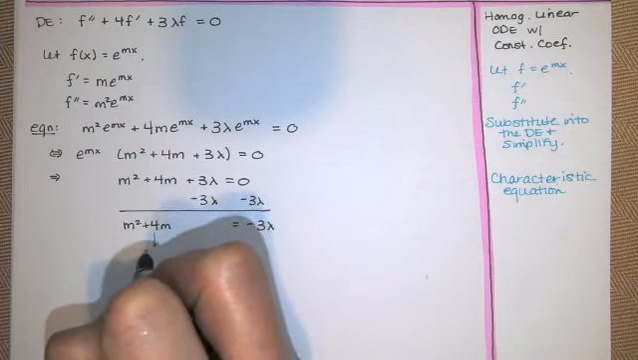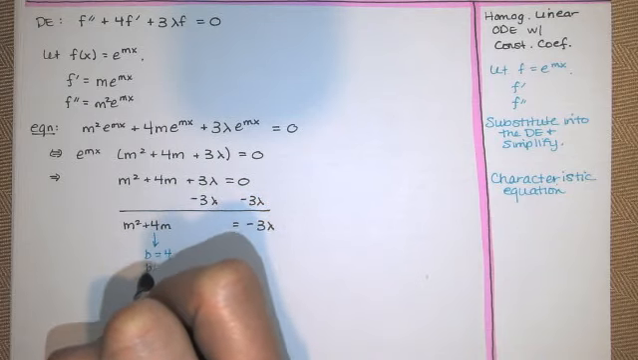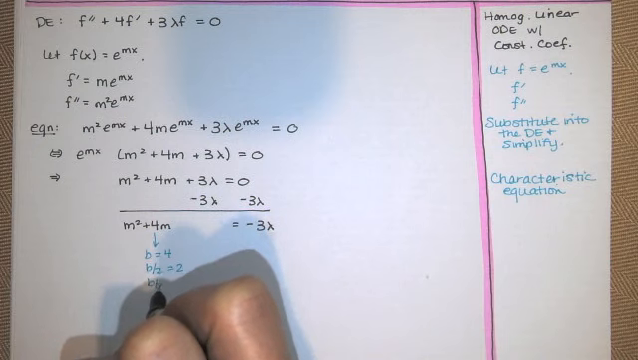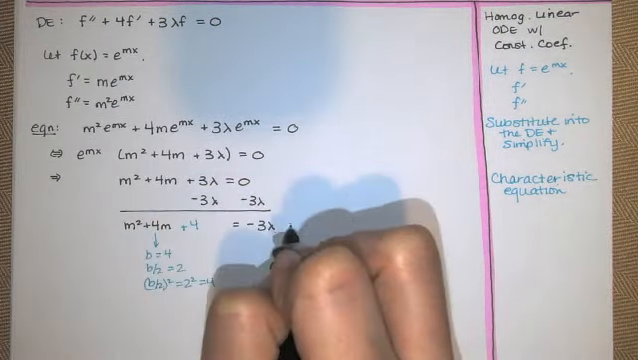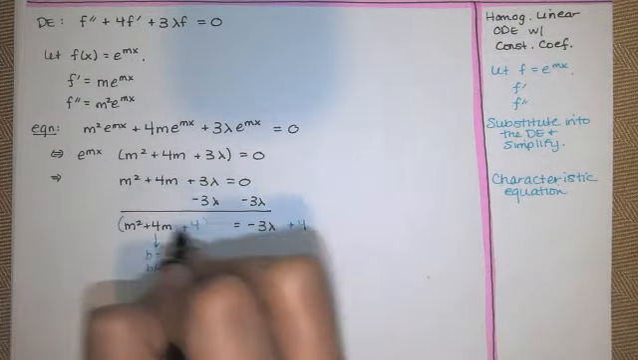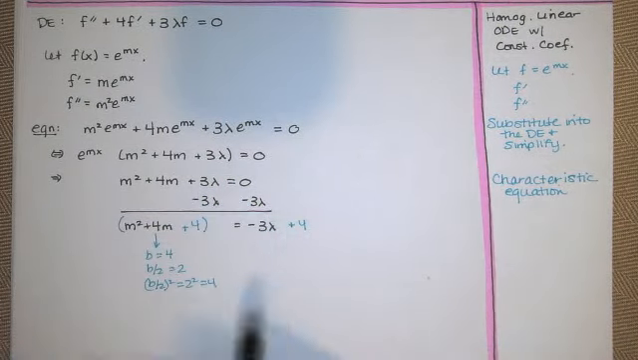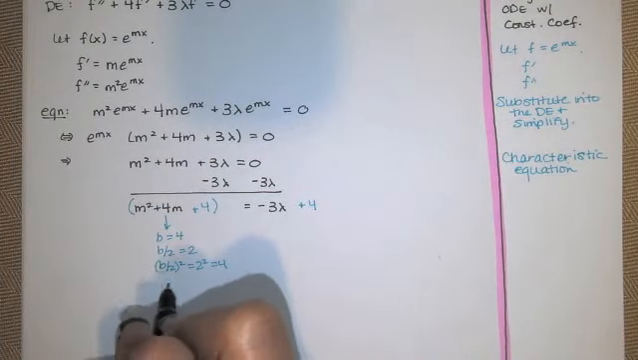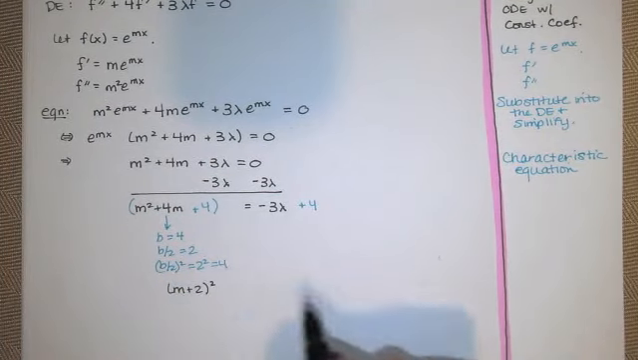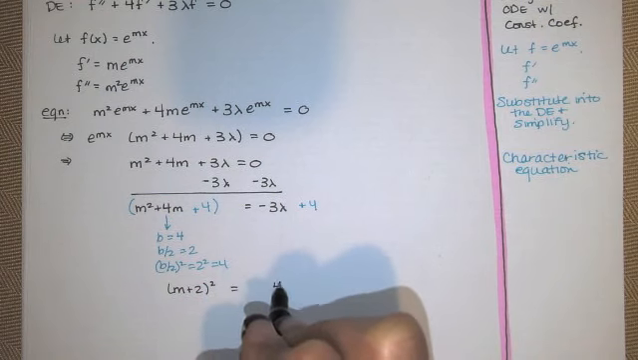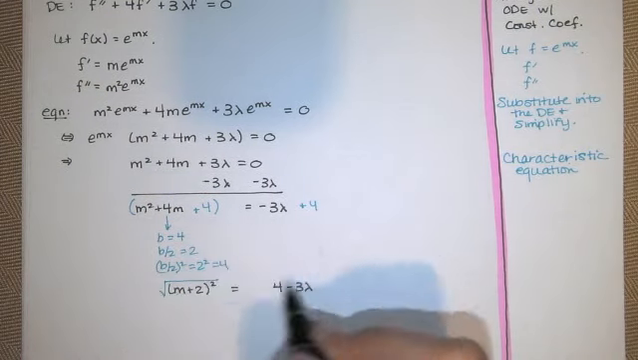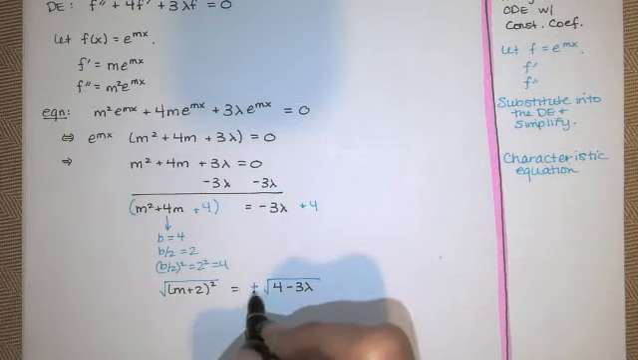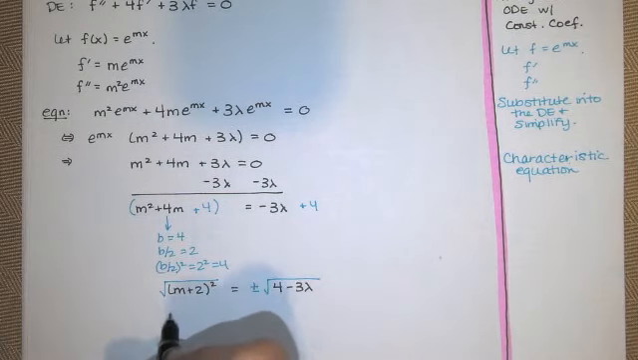The number in front of the m here is called b, typically. I want to take half of that and square it. Half of 4 is 2, and 2 squared is, of course, 4. So you're going to add 4 there and add 4 there. That's going to make this a perfect square. This factors to m plus 2 times m plus 2, or m plus 2 squared. And then on the right-hand side, we've got 4 minus 3 lambda. I just changed the order there. Now I want to get m by itself, so I will take the square root of both sides. Don't forget the plus or minus on the right.